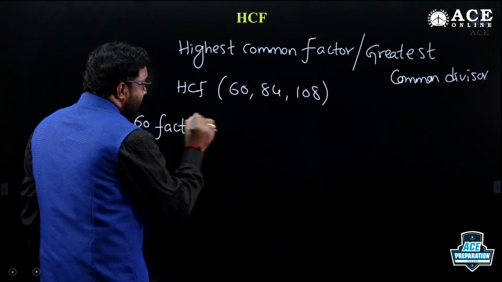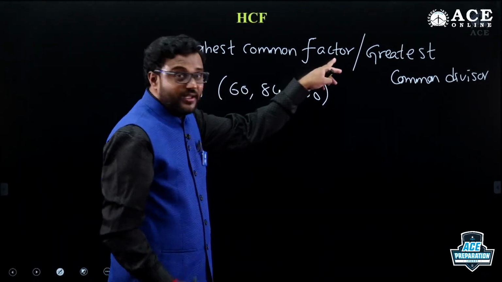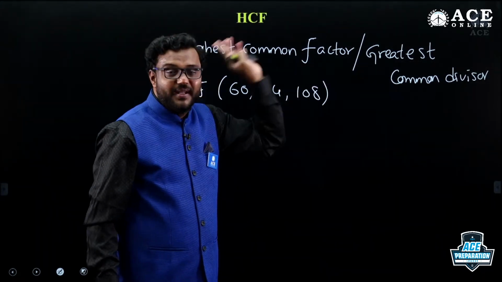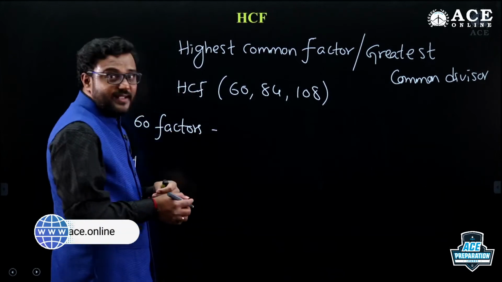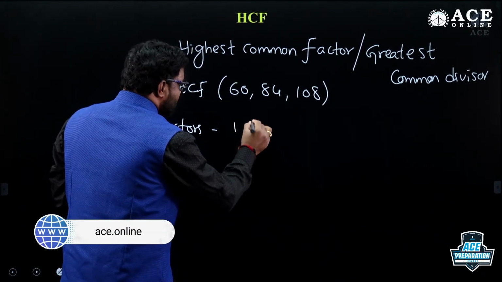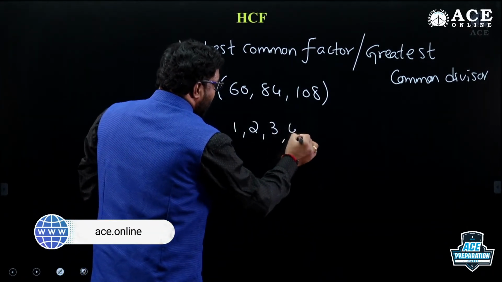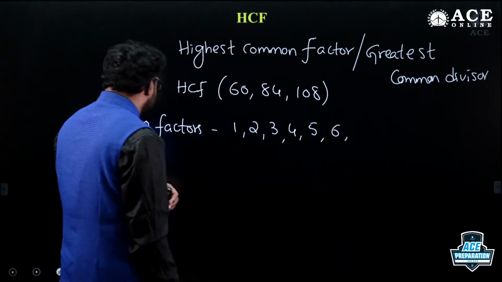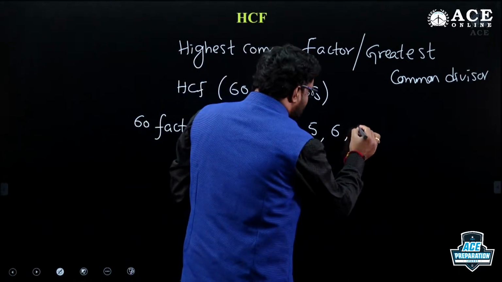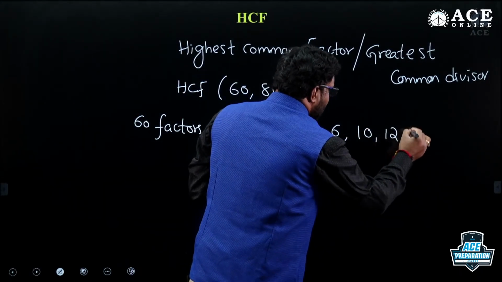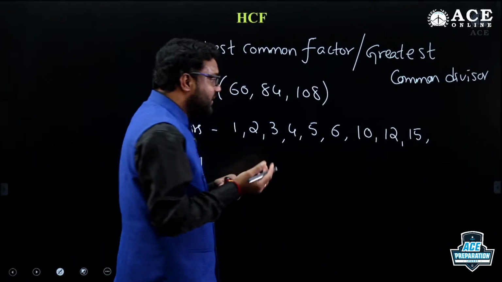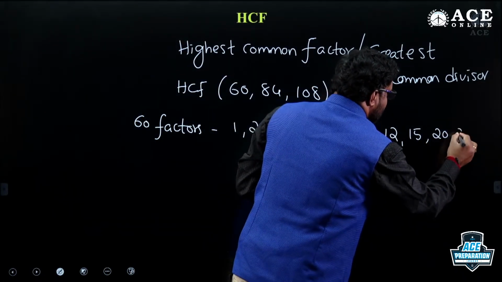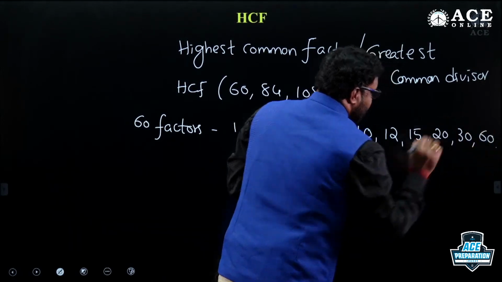The basic method is that we need to find factors for all of these. In the previous topic we found multiples for every number given, now we find factors for every number. So for 60, 60 is divided by 1, 2, 3, 4, 5, 6, and also by 10, 12, 15. You are just listing out all the factors here, my dear friends: 20, 30 and 60. These are the factors for 60.